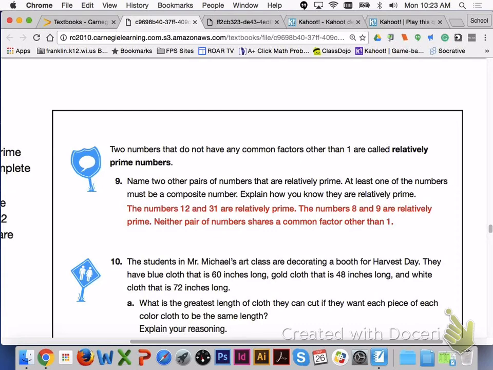The example that the book gives for number 9: the numbers 12 and 31 are relatively prime. The numbers 8 and 9 are relatively prime. The explanation: neither pair of numbers shares a common factor other than 1. So whatever pairs of numbers you came up with, as long as at least one of the numbers was a composite number, your explanation should have still been the same, that neither pair of numbers shares a common factor other than 1.